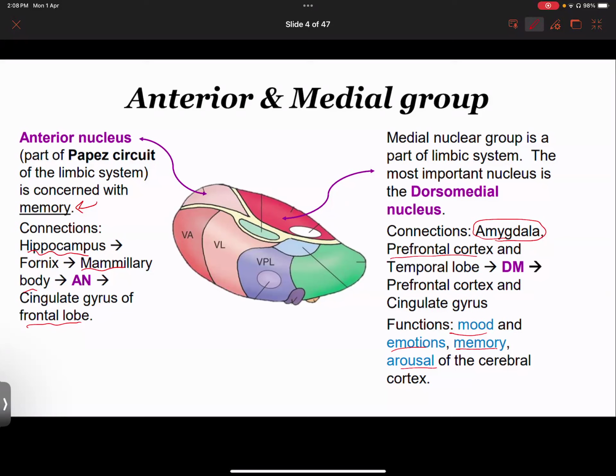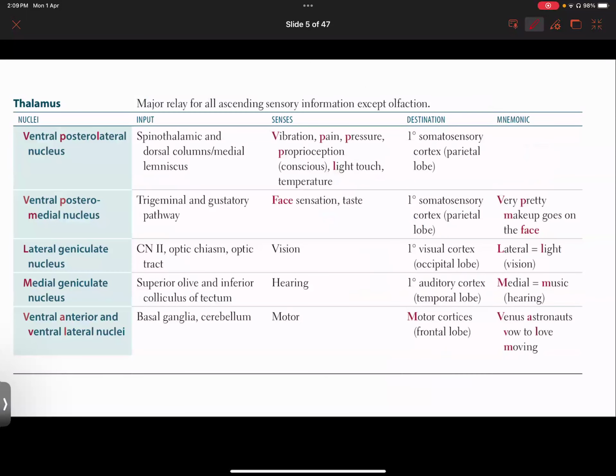So basically, the things that are going to relay inside the dorsomedial are the amygdala, the prefrontal cortex, and the temporal lobe. All of these are going to go into the dorsomedial group, and they're going to put all their information there. The dorsomedial is going to try to figure out a response, and then it's going to send it back to the prefrontal cortex and the cingulate gyrus. Tamam? This is pretty clear. It's easy. Moving on, then, to the lateral side.